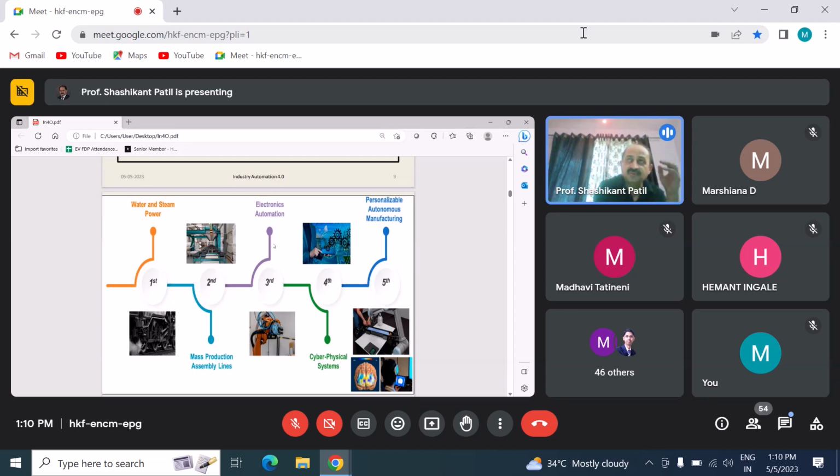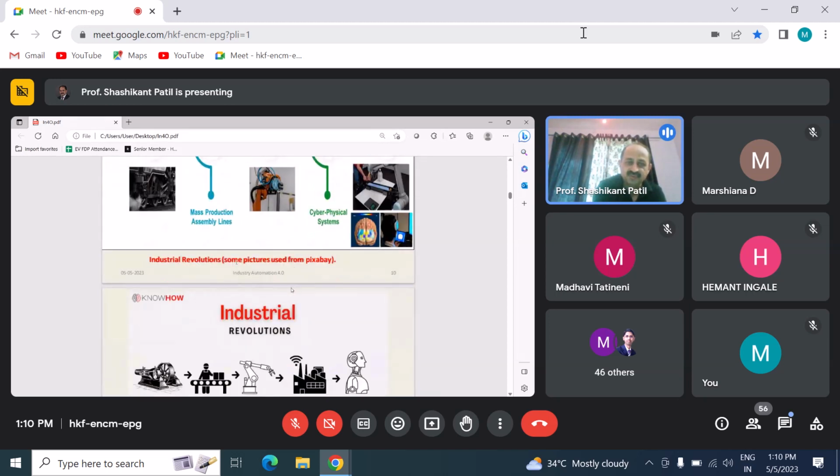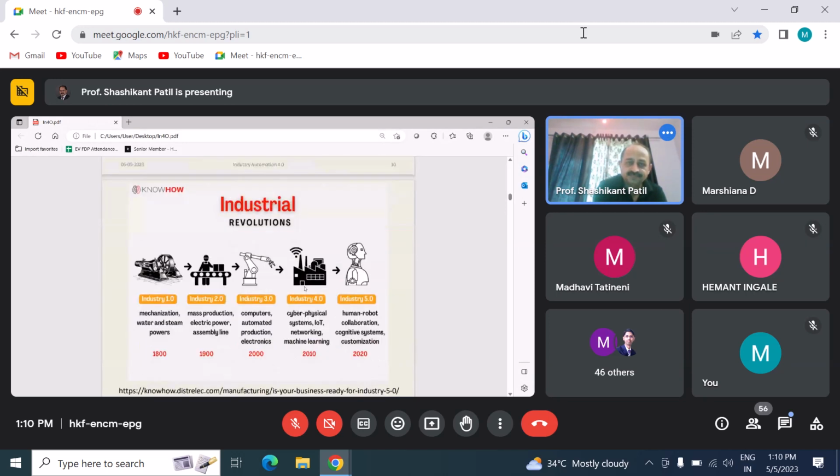If you want to say to a layman, water and the steam engine was the first industrial revolution, and assembly lines and plants are second. Then with the advent of hydraulics, pneumatics, relays and solenoids, this was third, and then sensors and all that, that was mechatronics, that is the fourth. And now we are on the verge of migrating to 5.0, the fifth industrial revolution. So this was the industrial revolution. Some of the pictures are used from Pixabay.